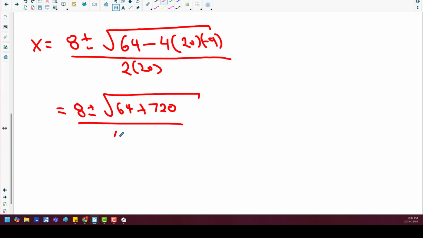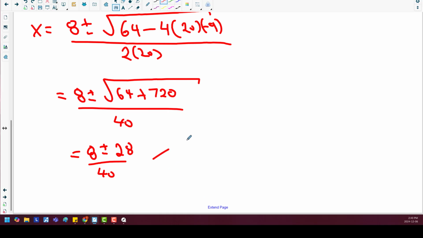Okay, over 40. And this becomes, let's see. What's the square root of 720? So 64 plus 720 is 784. And the square root of that is 28. So this makes our lives a bit easier. So our two solutions are going to be 8 plus 28 over 40.